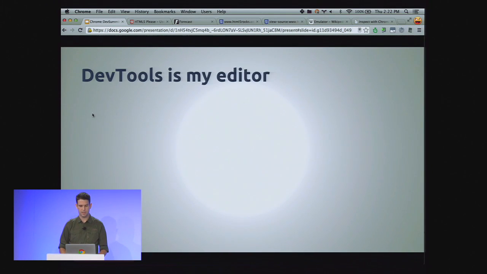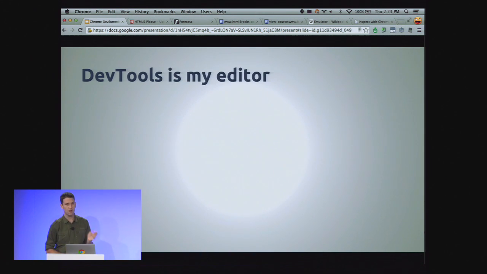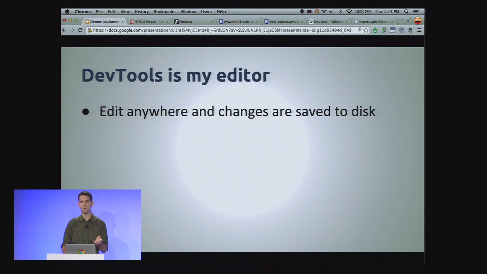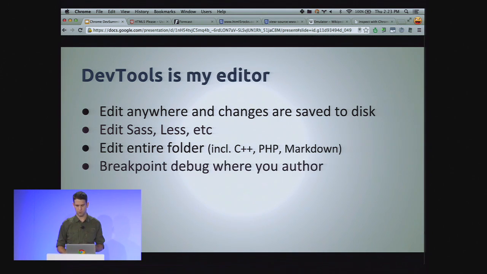I also know that work is happening to bring source maps to AutoPrefixer, to Compass, and I hear rumors about Stylus considering it as well. So all of this paints a really nice picture of DevTools giving me a lot of powerful features when it comes to editing and authoring and iterating fast. All my changes can be saved to disk. I can be editing sass and less and getting those updates directly. I can be editing anything really in this project, C++, Markdown, the whole thing.